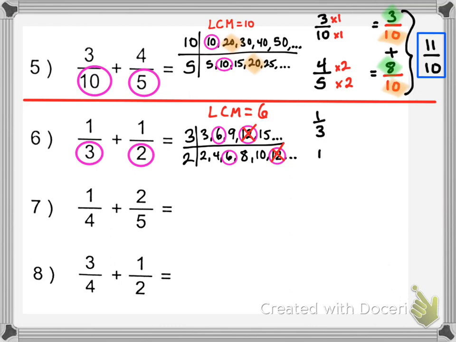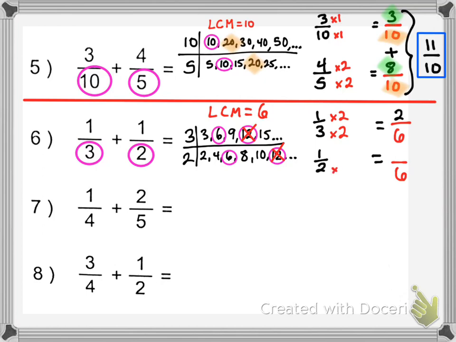So now I'm going to rewrite my original fractions and change them to fractions with the new denominator, which is going to be my LCM, the least common multiple. In order for me to make the 3 a 6, I have to multiply by 2. So that's my scale factor for that fraction. Then I have to multiply the numerator also by 2, and that gives me 2.